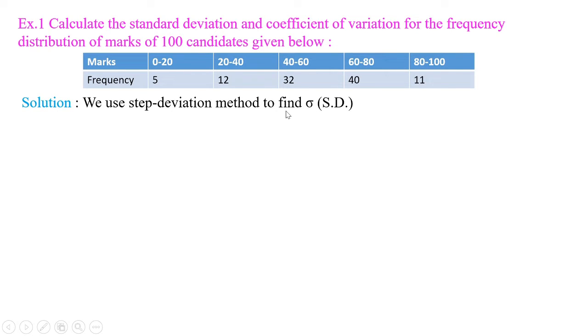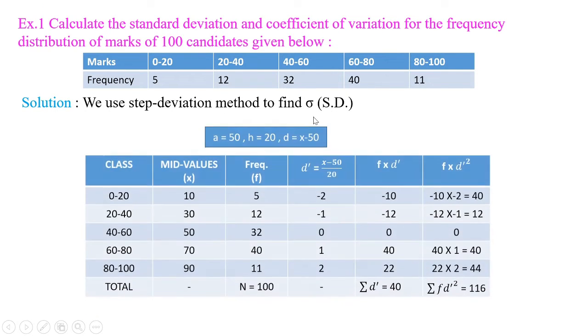Solution. We use step deviation method to find standard deviation. That is, we have prepared a table. Column number 1, class. Column number 2, mid value, that is x. Column number 3, frequency, f. Column number 4, d dash is equal to x minus 50 divided by 20. Column number 5, f into d dash, and column number 6, f into d dash square. Classes are given in the example, that is 0 to 20, 20 to 40, 40 to 60, 60 to 80 and 80 to 100.